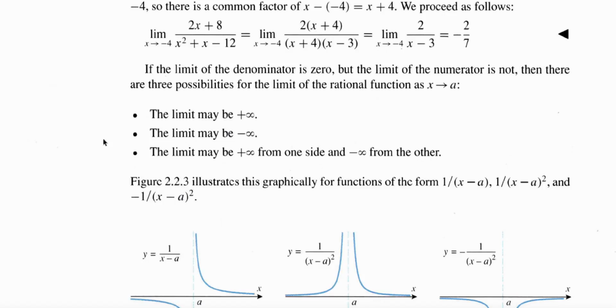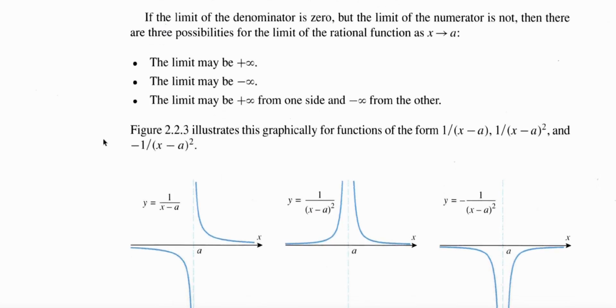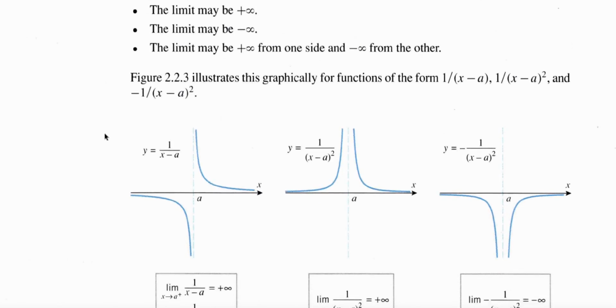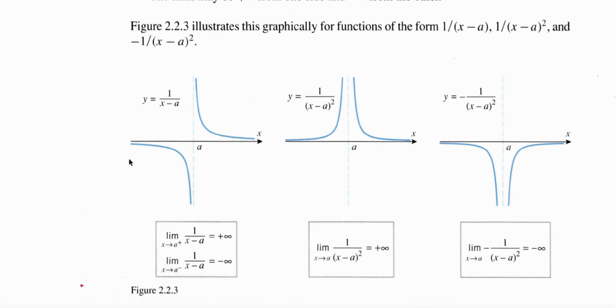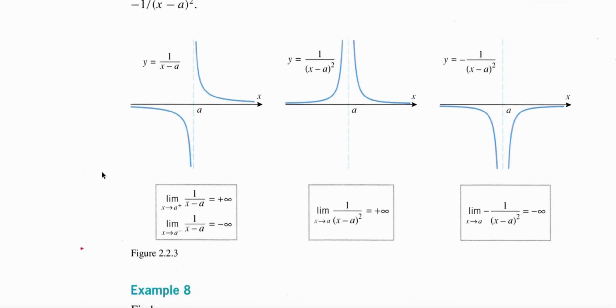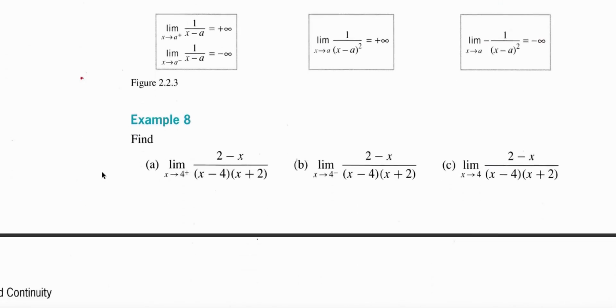If the limit of the denominator is 0, but the limit of the numerator is not, then there are 3 possibilities. Possibility 1, the limit may be positive infinity. Possibility 2, it may be negative infinity. And possibility 3, it may be positive infinity from one side and negative infinity from another side. And so these 3 graphs reinforce that concept.